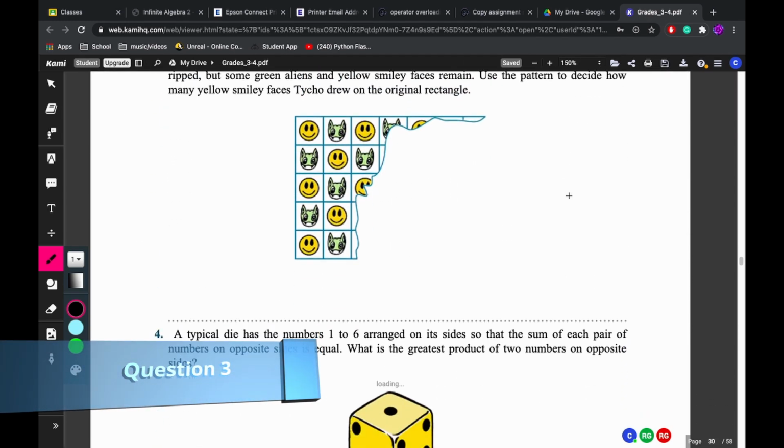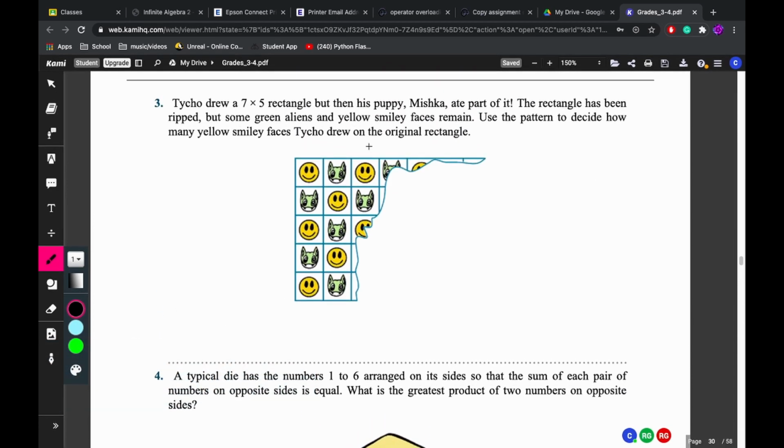Moving on to number 3. Tycho drew a 7x5 rectangle, but then his puppy Mishka ate part of it. The rectangle has been ripped, but some green aliens and yellow smiley faces remain. Use the pattern to decide how many yellow smiley faces Tycho drew on the original rectangle. I'm going to draw 7. So these are the 7 things right here. The big dots represent which columns have 3 smileys, and the small dots represent how many columns have 2 smileys.